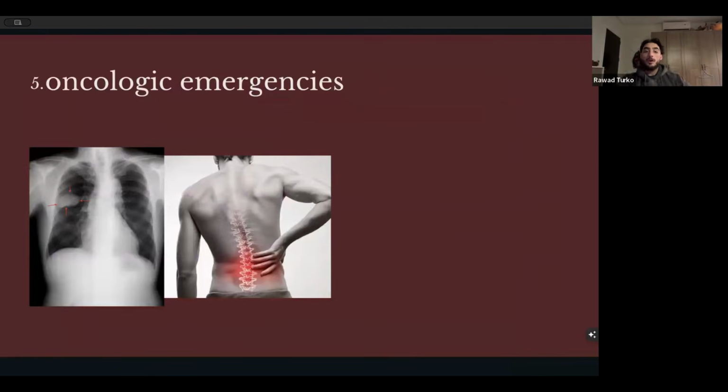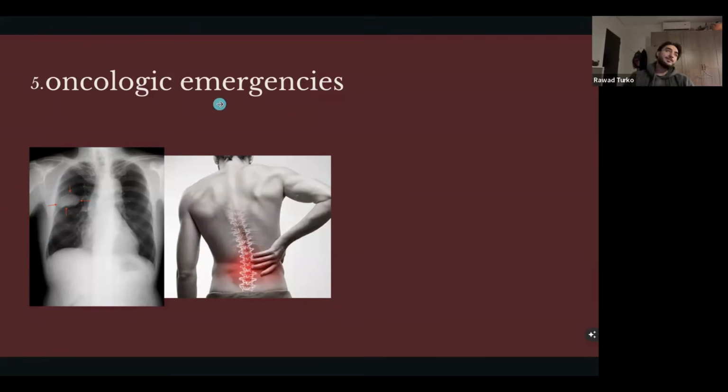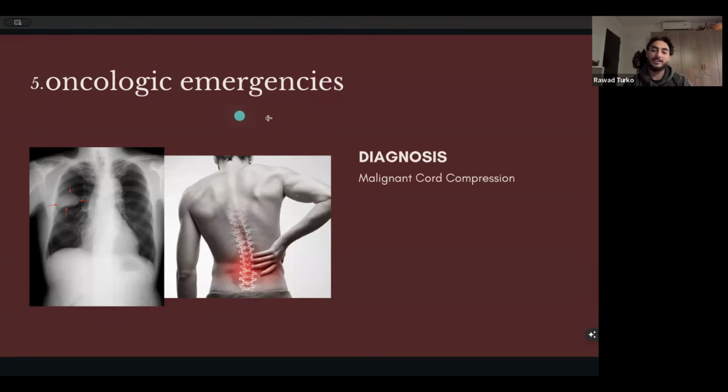Okay. Who can tell me what this is? What's the diagnosis here? You have this mass on chest X-ray, and then this person also has some back pain, and they also have some sensory deficits in their lower limbs. Perfect. So it's malignant spinal cord compression. Perfect. Caused by a metastasis of a cancer to the spinal cord, and that's going to cause compression of the nerve, and it can cause some neurological deficits like sensory deficits, some motor deficits in the lower limbs.